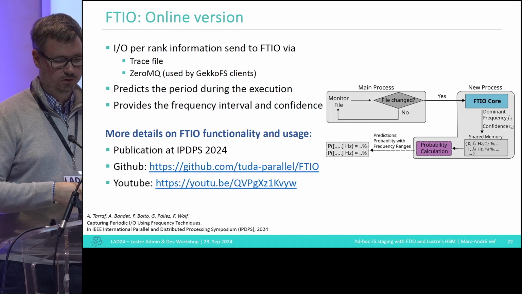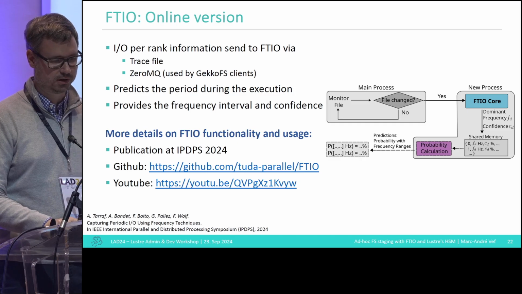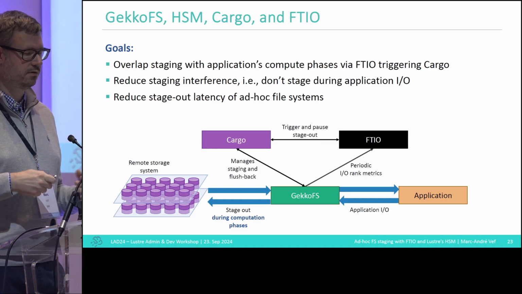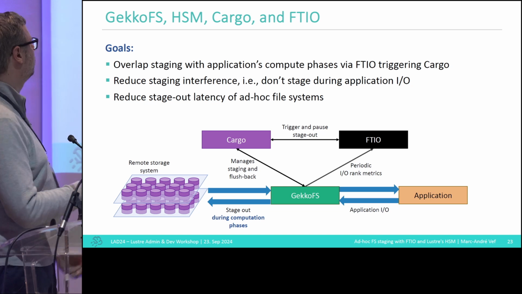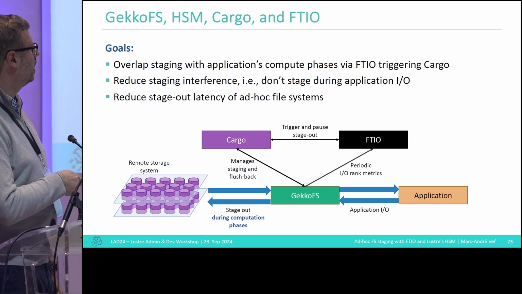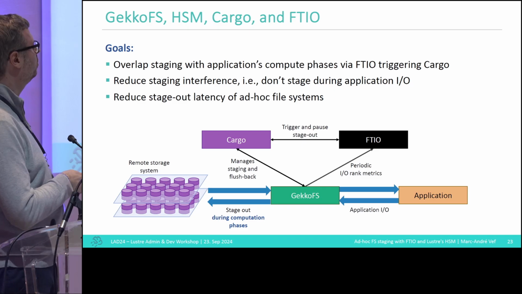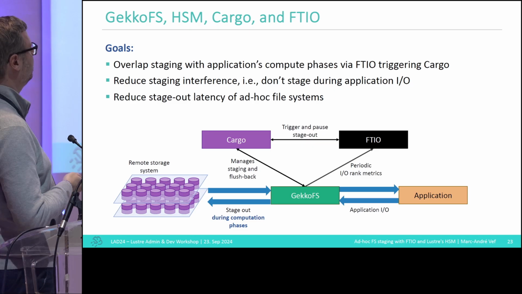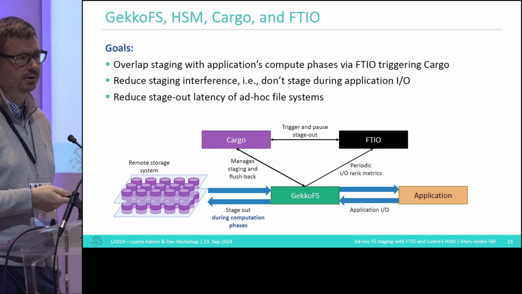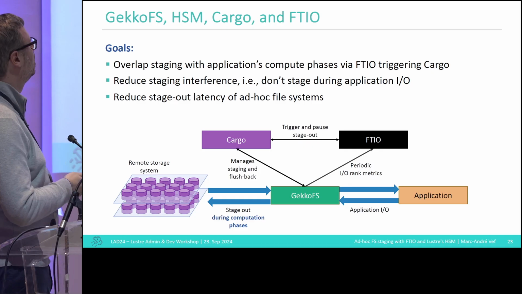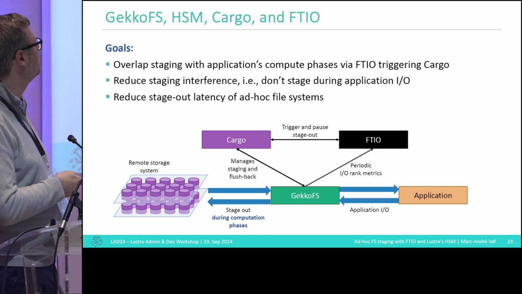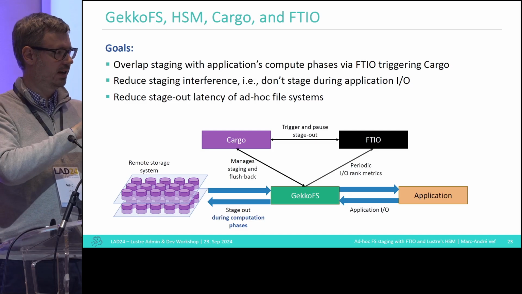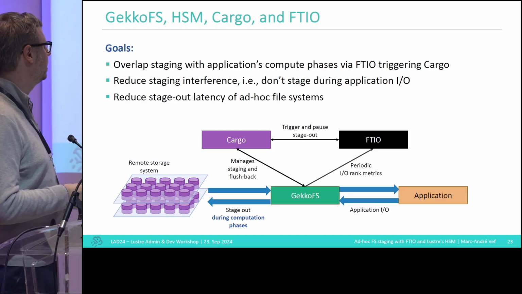But this is what we then use, and we worked also with the University in Darmstadt for that, to basically put everything together, right? So first, let's look into GekkoFS, Cargo and FTIO. So we have now an additional component here, and we send the periodic I/O rank metrics to FTIO, which generates the frequencies and when computational and I/O phases are happening. And then when a computational phase is happening, or it believes that it will happen soon, it will send a stage out trigger to Cargo to move data out. Right? So we're effectively overlapping copying data out of GekkoFS into Lustre while the application is running.